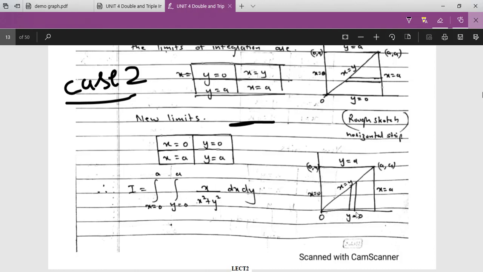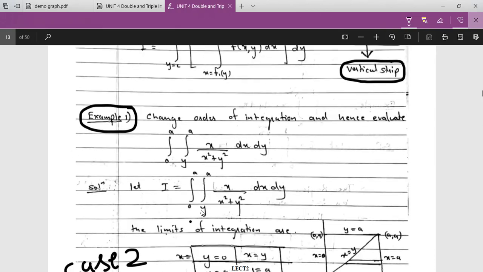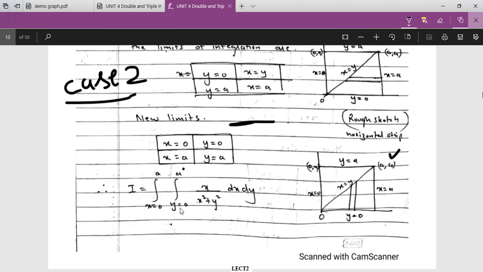y is ranging from 0, any value on this x-axis turns out to be 0, to what? It is still here till the maximum value, that is a, this coordinate. So y is ranging from 0 to a. Then what is happening to x? x is ranging from x equal to 0 to a. Therefore the new limits: this was in terms of x equal to y, now y is ranging from 0 to a, and x is ranging from x equal to 0 to a.